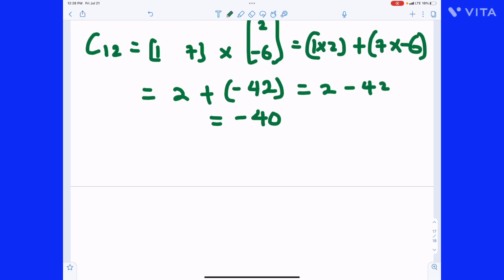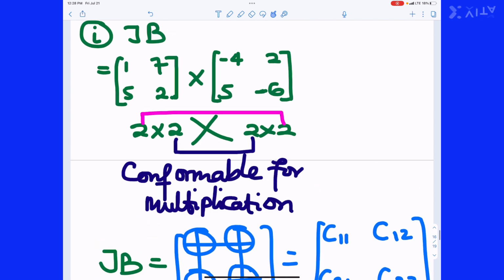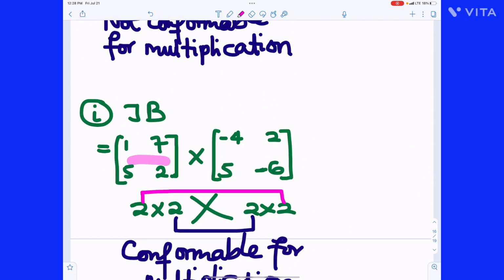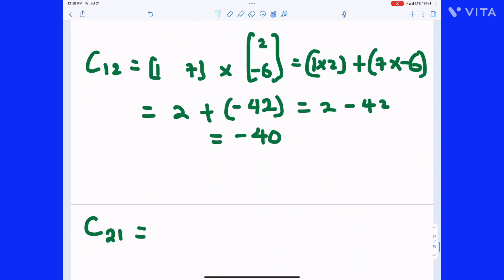Let's go to the next page and find the element in cell 2, 1, the cell in the second row, first column. So I'll multiply the second row in J, which is this row, 5, 2, by the first column in B. 5, 2 times minus 4, 5. Let's do that together.